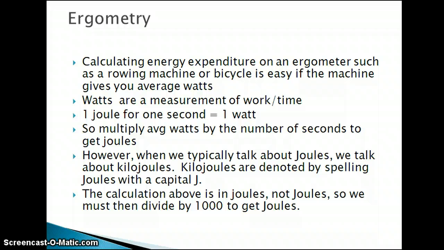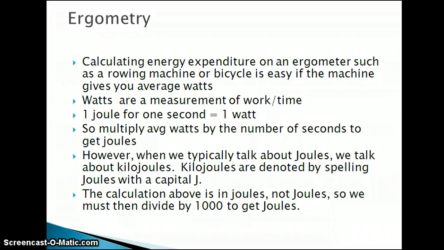Okay, so we can measure these watts, and watts is the amount of work done divided by the amount of time. So 1 joule for 1 second is 1 watt. So joules, the total work done, can be calculated by watts times time. And I'm not going to ask you to calculate this, but I would still like you to understand the concept, right?